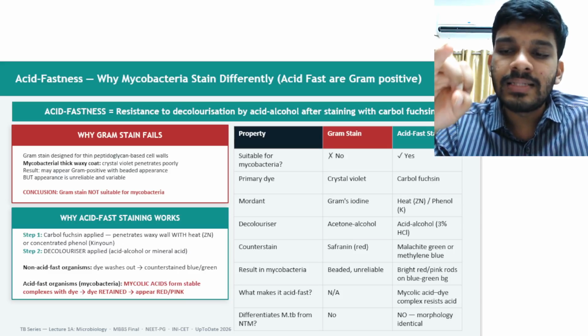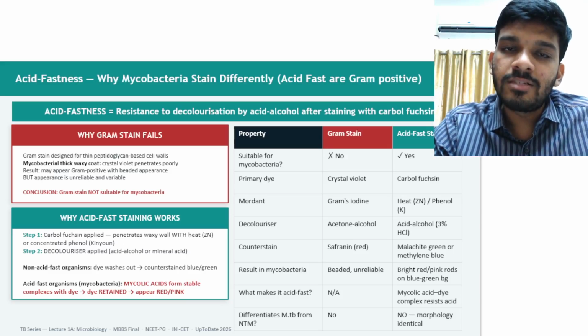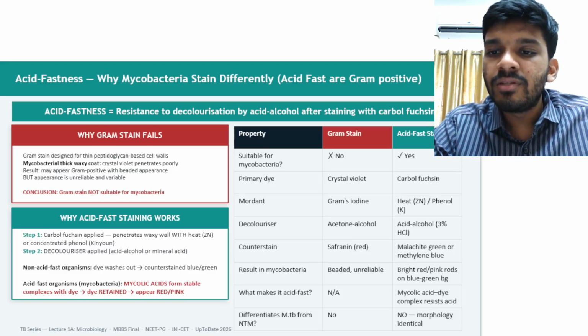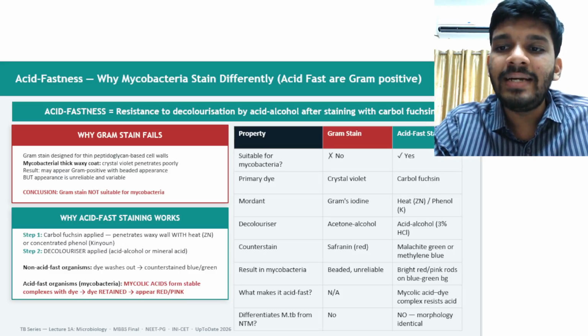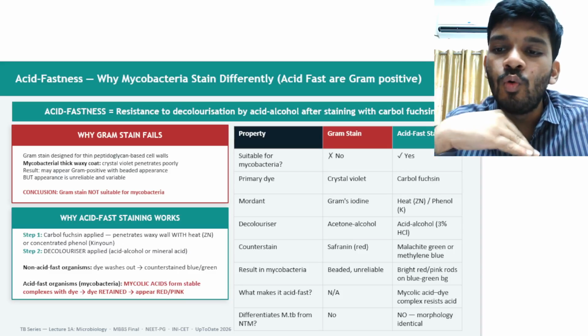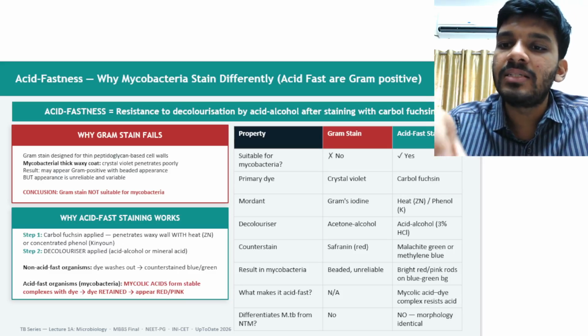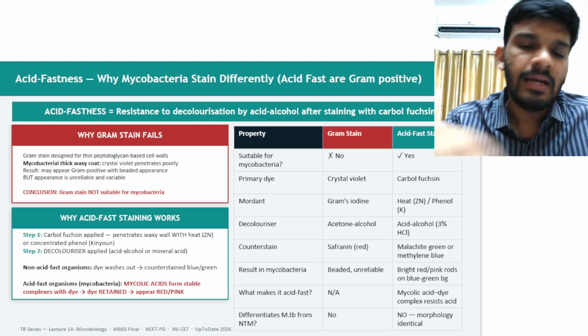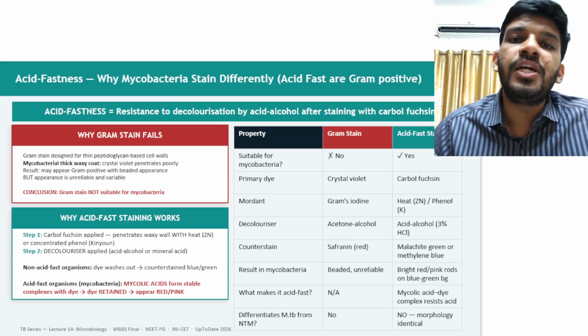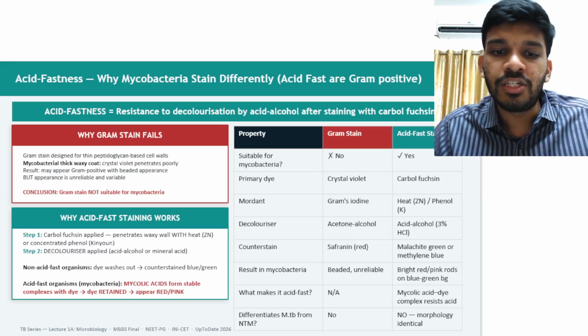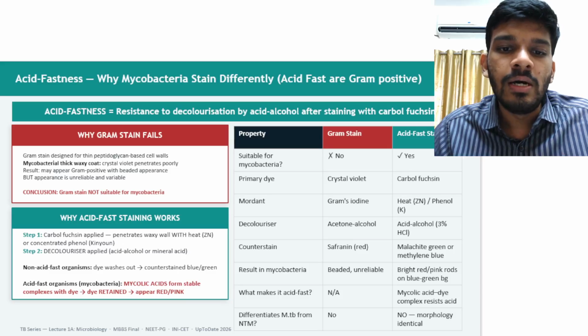The decolorizer is acid alcohol. The counter stain is malachite green, and the result that you get is bright red or pink rods on a blue green background. What is responsible for this acid fast nature is the mycolic acids, right? But based on this, you cannot differentiate each of the mycobacteria from each other. Those are the important points you have to remember.